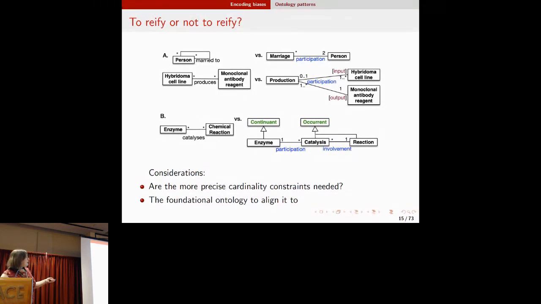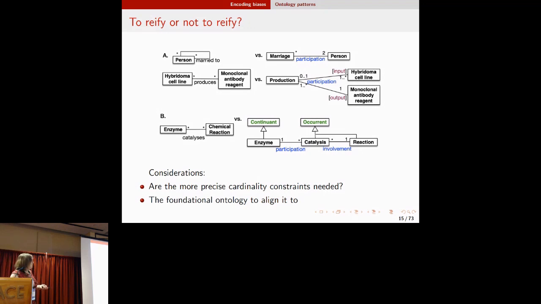Here's another example that actually comes from the Buffalo ontology with the hybridoma cell line. Produces this monoclonal antibody reagent, as an example from that ontology. If you were to reify that, you get a class production with two participations in there, and also additional constraints. You can push this scenario up further to actually link it to a foundational ontology, rather than only reifying it. So you have different levels of making that more precise in much more detail.